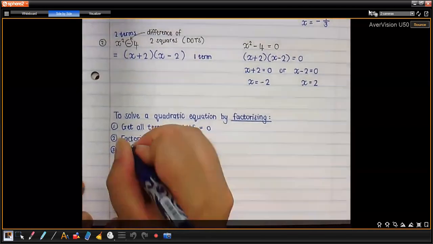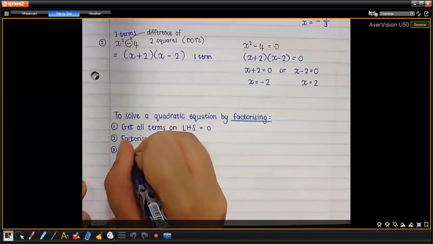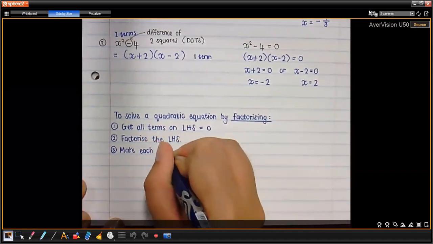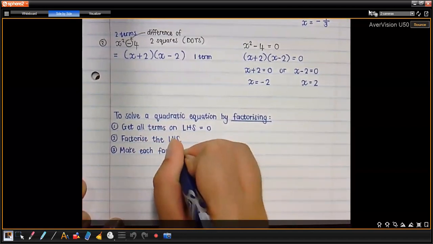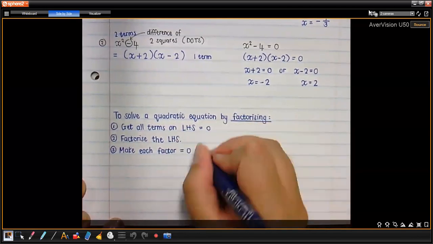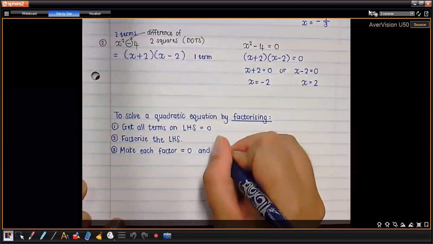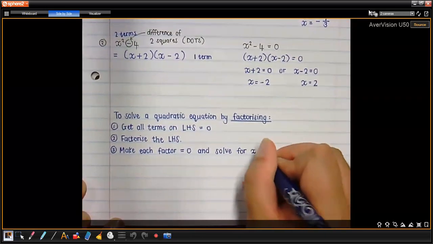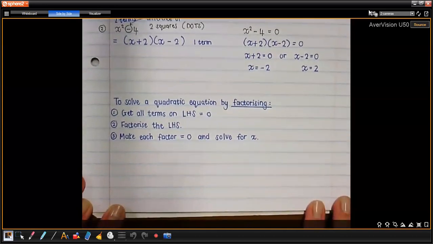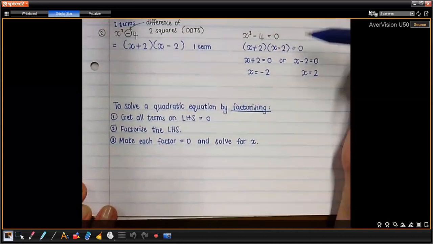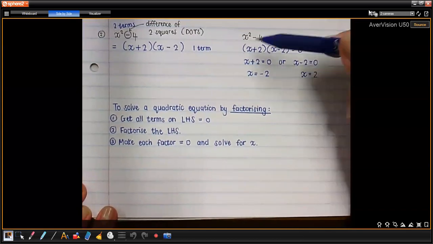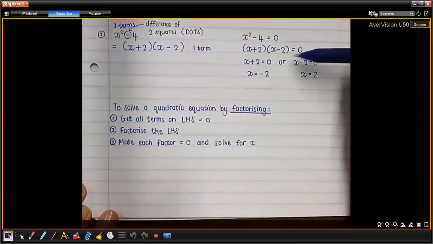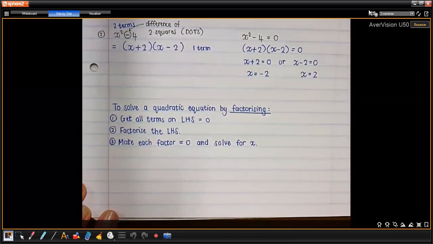Then step 3 would be to make each factor equal to 0 and solve for it. So that's what we did in the last, well, kind of middle line here. The first factor was the bracket, the second factor was the second bracket. We made them both equal to 0, and then we solved in that new kind of equation.